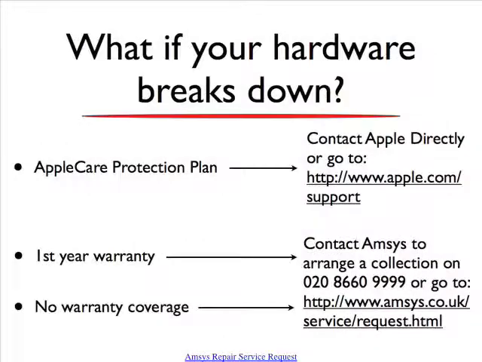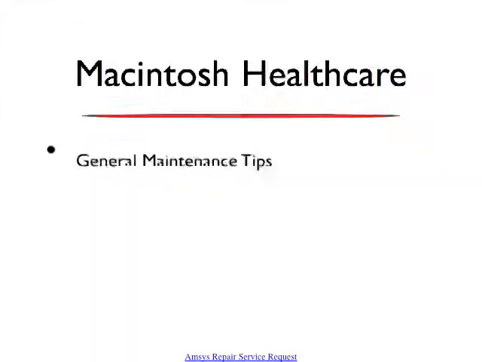This will normally give you three options. If your machine is covered by the Apple Care Protection Plan, then just contact Apple directly or go to apple.com/support. If your machine is covered by its first year warranty, then contact AMSYS on 0208 660 9999 and we can arrange collection and repair of your machine. In this instance, parts and labour will be covered. If your machine has no warranty coverage, then contact AMSYS and we can arrange to assess the machine and provide you with a quotation for the repair.